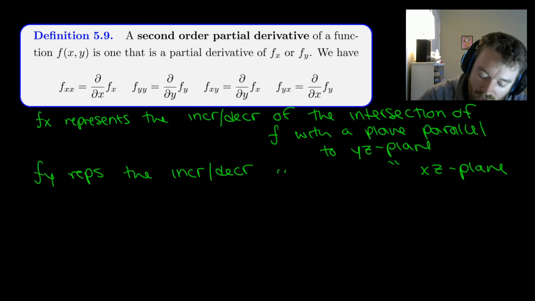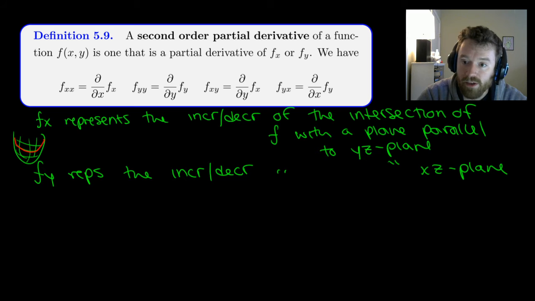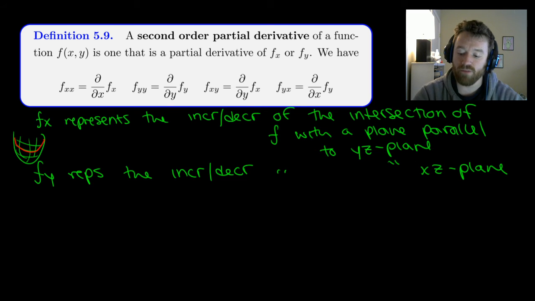So if I have some function, for example, maybe a picture is in order here. If I have some function, like maybe this paraboloid, and I intersect this with a plane, then what I'll get is just a curve. And so the increasing, decreasing of this curve, if this is a plane parallel to the yz plane, fx will tell me the increasing, decreasing of this. Fy will represent the increasing, decreasing if I'm talking about a direction parallel to y.